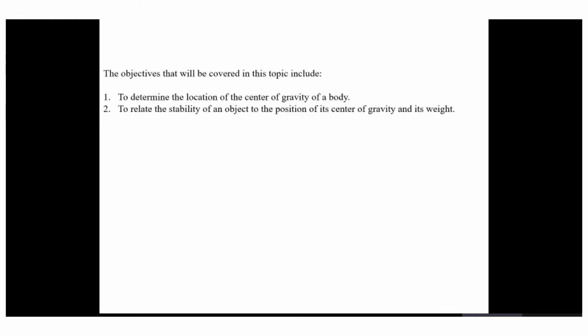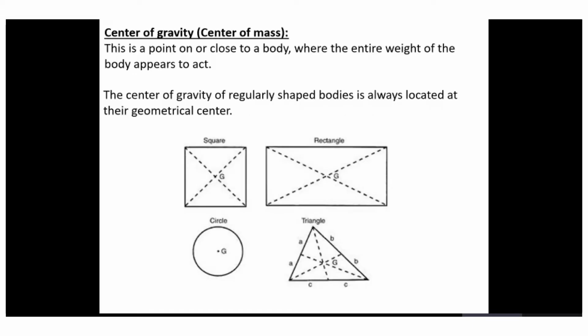We're going to talk about toppling, and at the end of the day, you will be able to look at an object and determine just by its shape and the way that it's standing whether or not it will topple over. Okay, so first thing, what's center of gravity? Sometimes it's also called center of mass, depending on which textbook you're looking in. But it's a point on an object where the entire weight of the body appears to act.